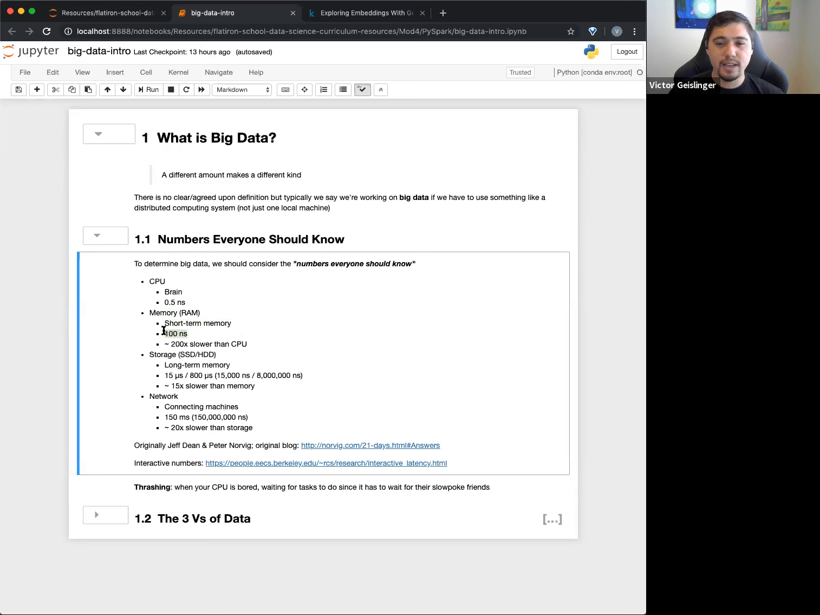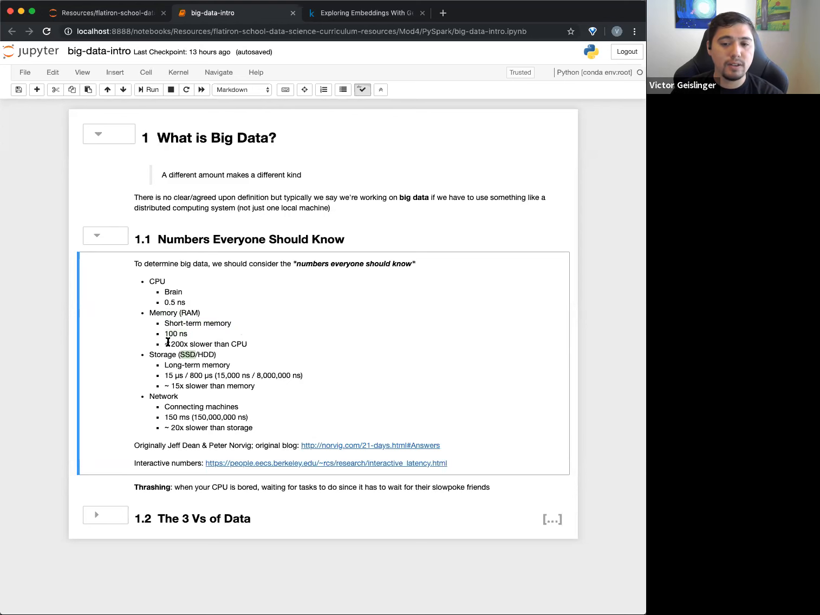It's about 100 nanoseconds. Note that the reason we don't keep everything in RAM is that it requires power to be on in order to store things. If your computer shuts off, your RAM is completely flushed out. Obviously, if you turn off your computer, there's nothing in RAM anymore. This is one of the reasons we have storage, right? Which is like an SSD.